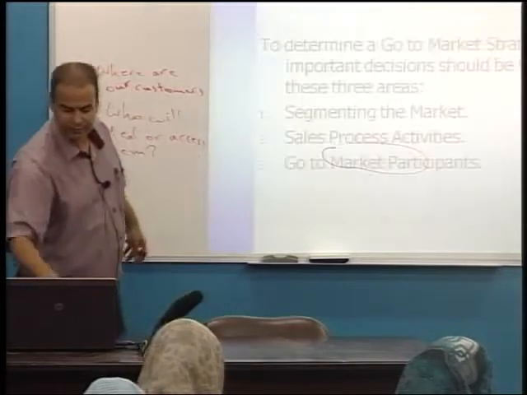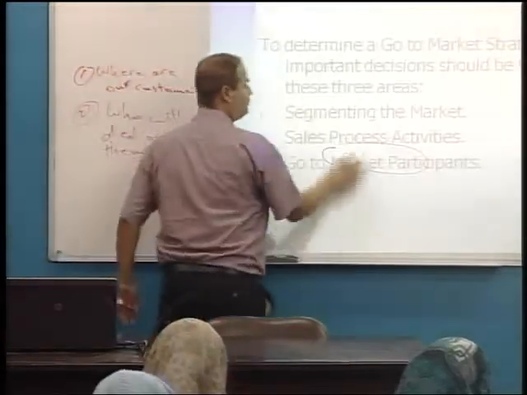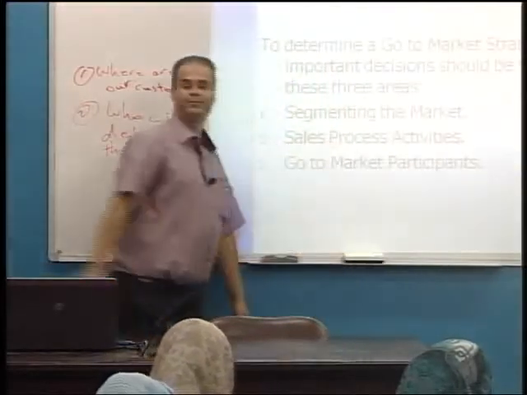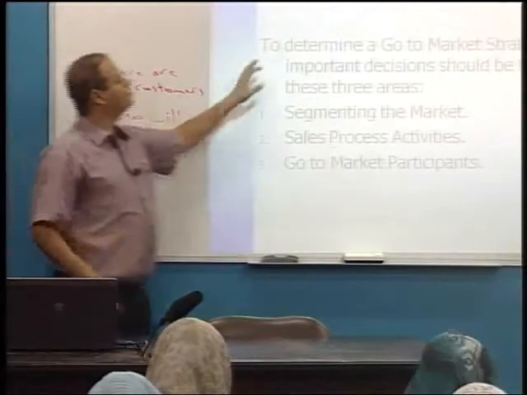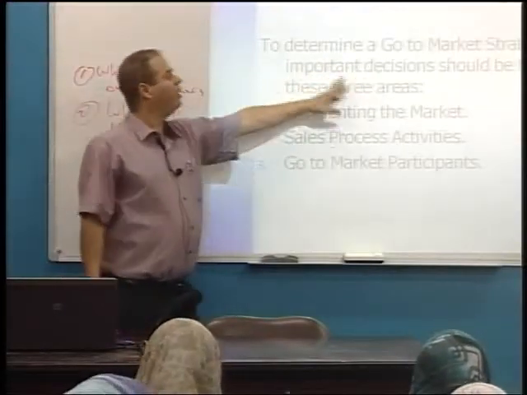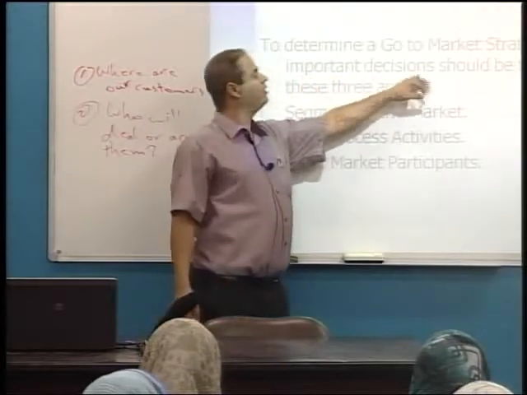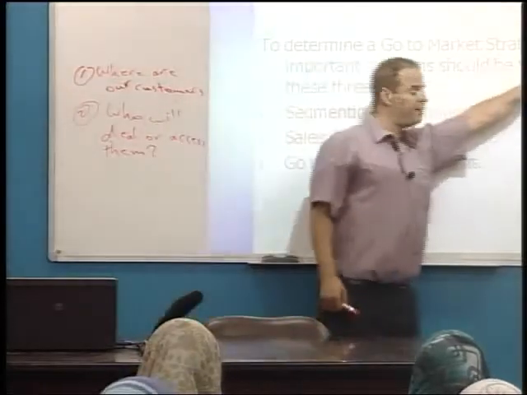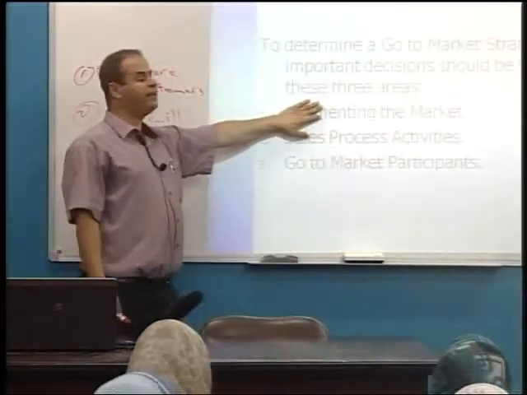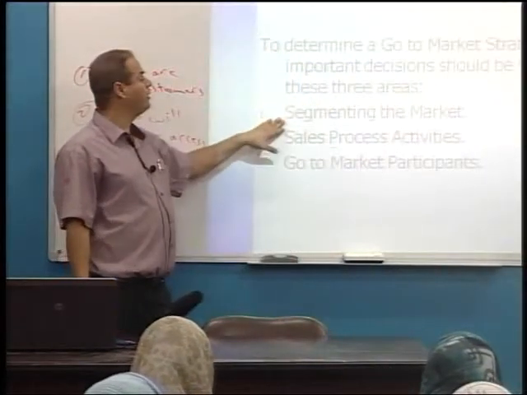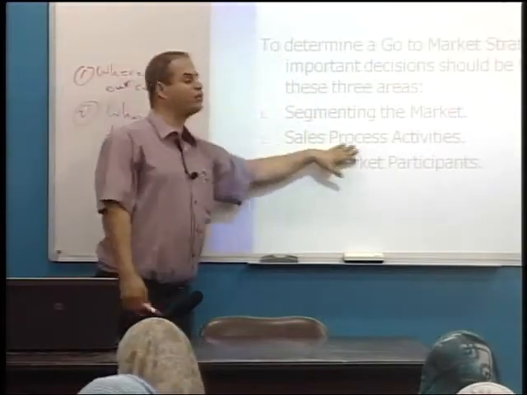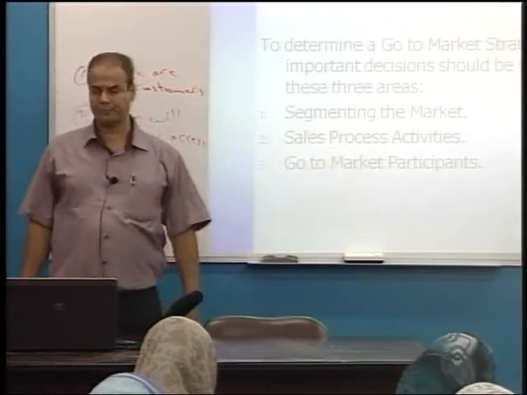Okay, move on. Now, let's repeat what we have just explained in other words. So, to sum up, to determine a go-to-market strategy, important decisions should be taken in these three areas. Number one, segment the market as we agreed on. Second, sales process activities. Oh, stop here.